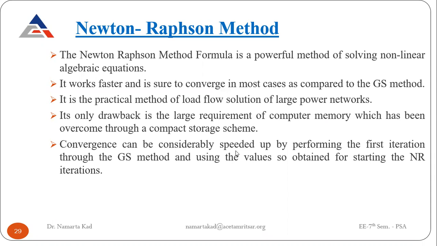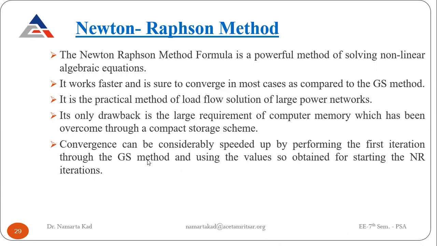Convergence can be considerably speeded up by performing the first iteration through the Gauss-Seidel method and using the values so obtained for starting the Newton-Raphson iteration. This is a very important point. That means the speed of convergence is improved by doing the first iteration for any system using the Gauss-Seidel method. Then after that, the Newton-Raphson method is applied.